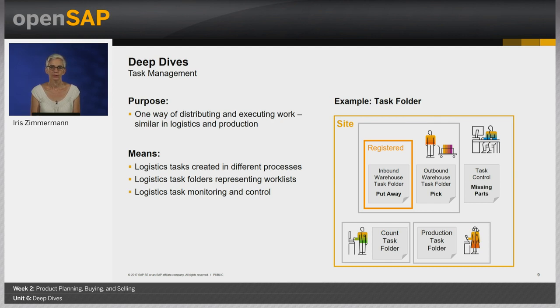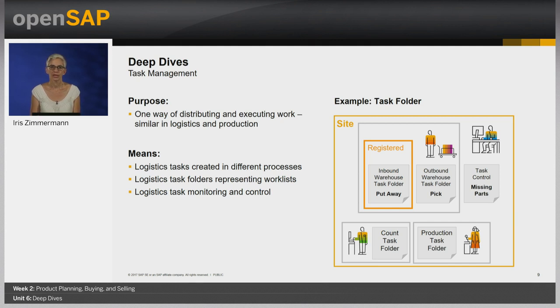The first part of the task management, of course, is the logistics or production task itself. We have seen that they are created for various processes. They are dispatched to the logistics task folder that helps to organize pending work and represent the work lists for one or more workers.